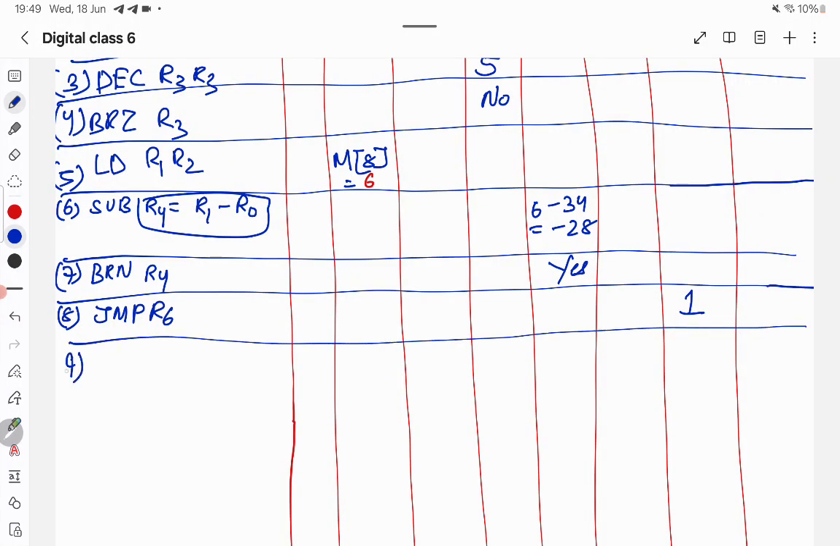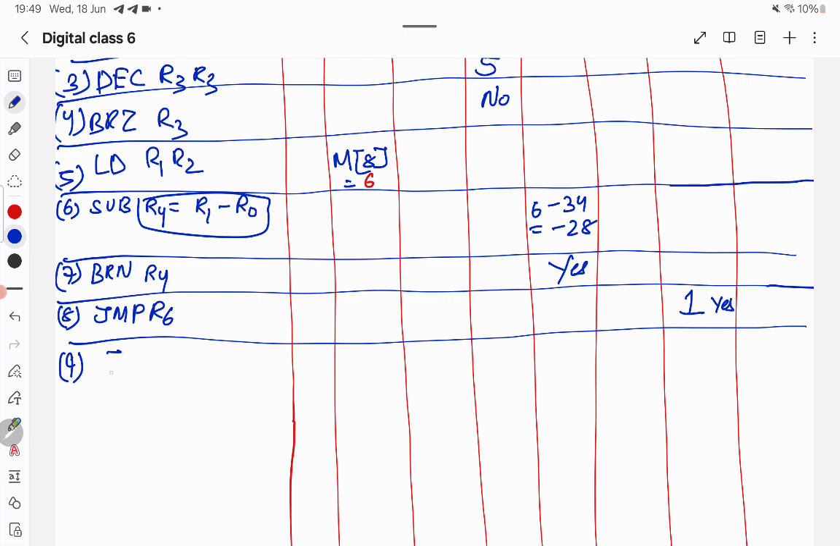Next instruction, where we will not go to the move part. Since R6 is 1, I am writing yes. Yes means we have to go to the instruction number 1. See here, this is 1, this is 0, 1. So you will start the next instruction from 1, like a loop.